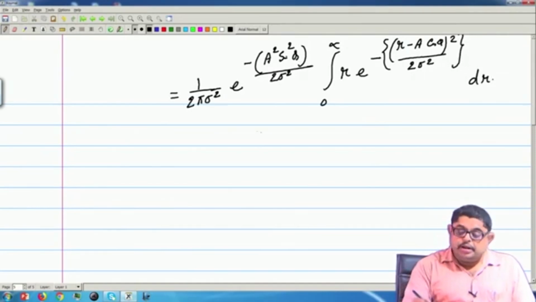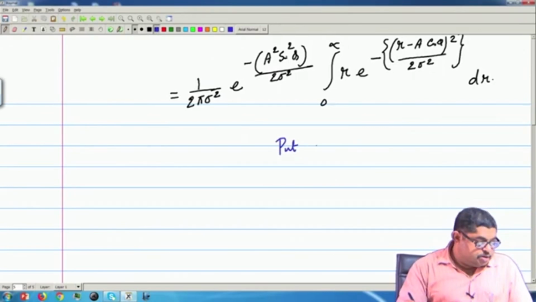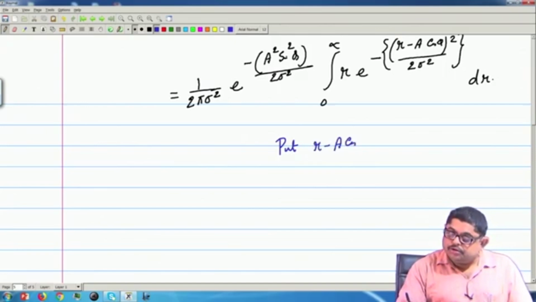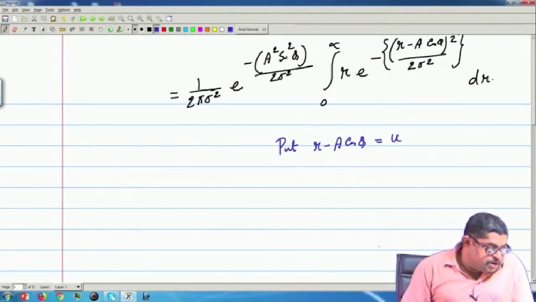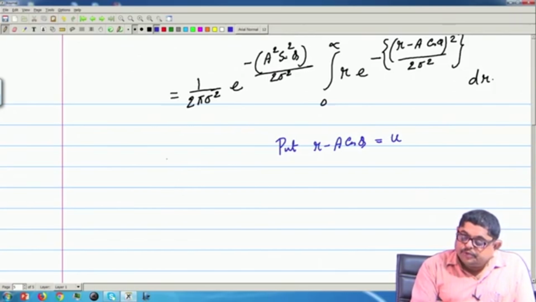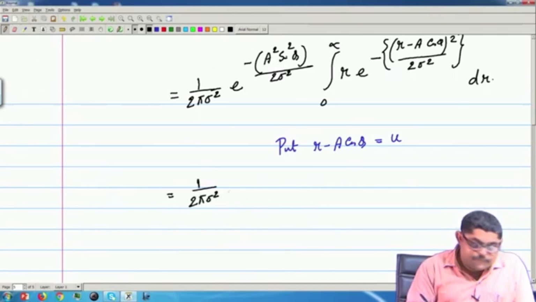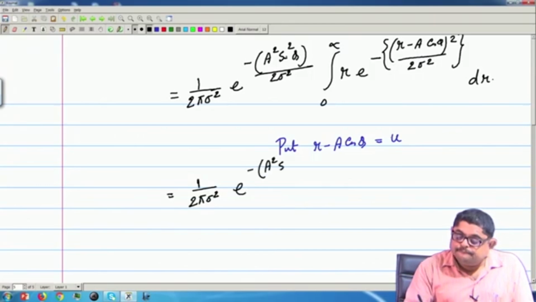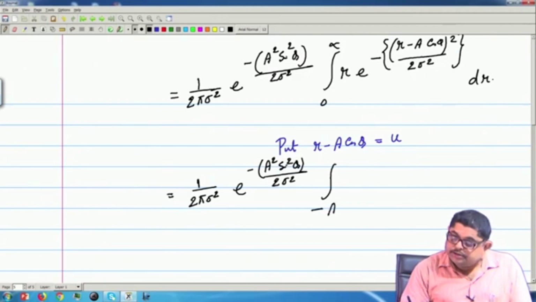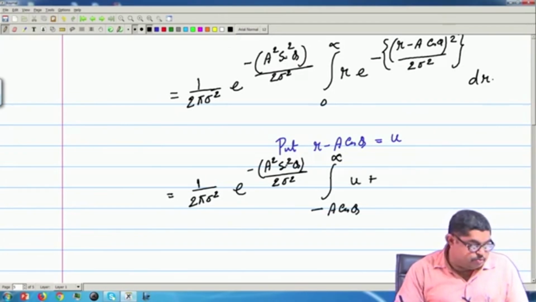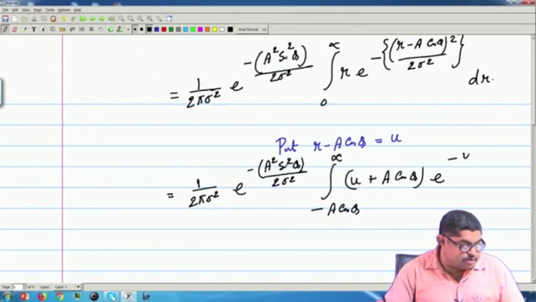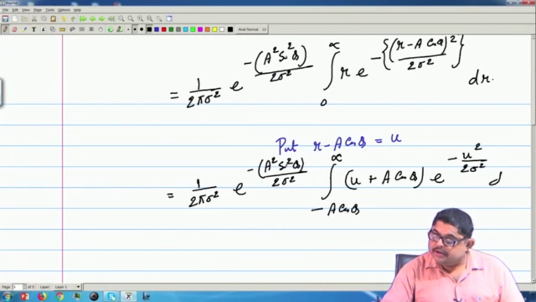Now, to solve this integral, I will suggest that you use a change of variable, put r minus a cos theta as some new variable u, and then this becomes an integral from minus a cos theta to infinity of u plus a cos theta times e to the power minus u square by 2 sigma square du.